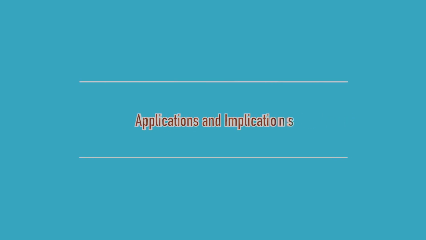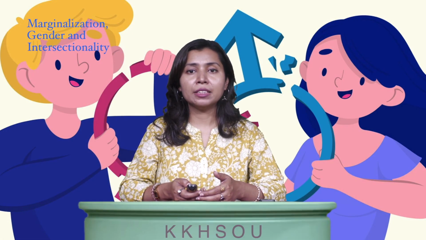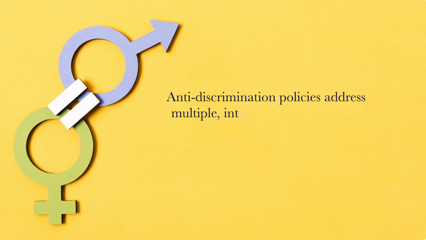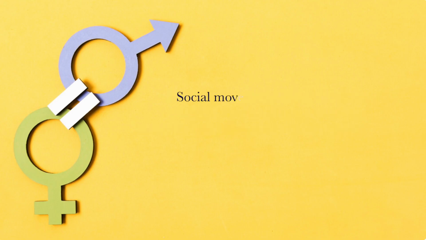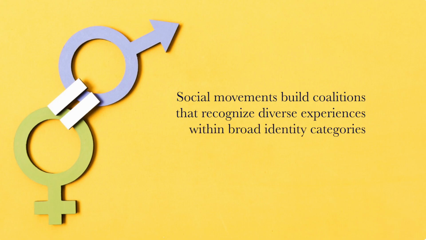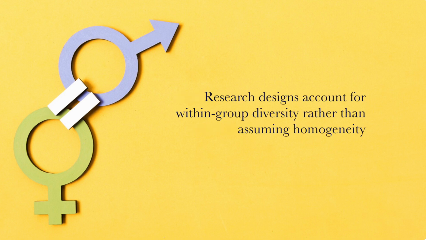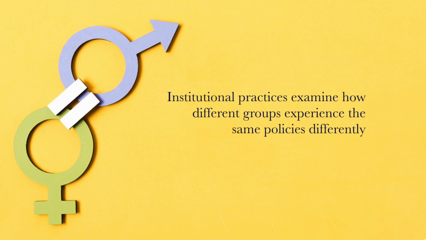Now, let us look at the applications and implications. Intersectionality has profound implications for activism, policymaking, and research. It demands anti-discrimination policies address multiple intersecting forms of bias rather than treating categories separately. Social movements build coalitions that recognize diverse experiences within broad identity categories. Research designs account for within group diversity rather than assuming homogeneity. Institutional practices examine how different groups experience the same policies differently.